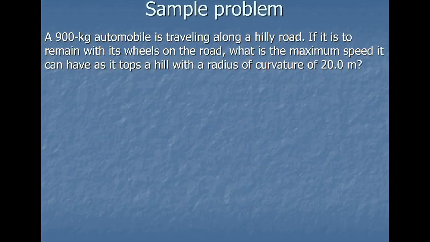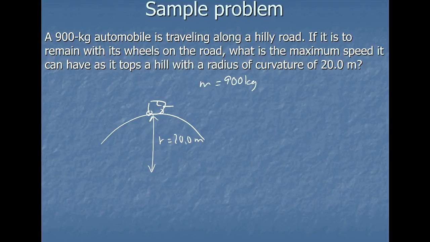Okay, another example. A 900 kilogram automobile is traveling along a hilly road. If it is to remain with its wheels on the road, what's the maximum speed it can have as it tops a hill with a radius of curvature of 20 meters? Okay, so here's the automobile, and it's got a mass of 900 kilograms, and we want to calculate the speed. And if we were to think about the forces acting on it, we would have the force of gravity, mg, and we would have the normal force, and that's pretty much it.